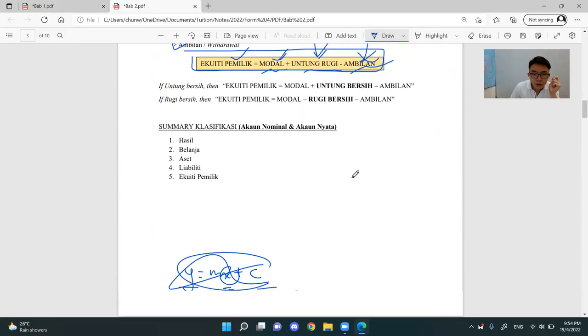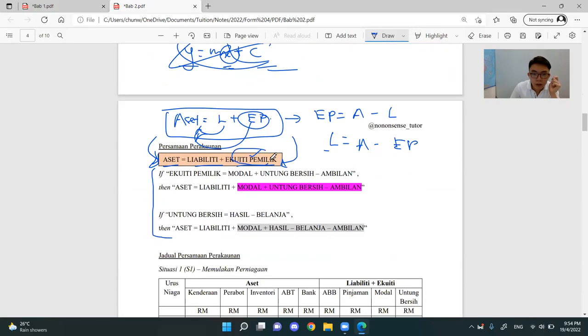All right. So, since we have equity per mille, I can go further. From equity per mille, I change it to this: equity per mille equals to modal plus untung bersih, tolak ambilan. Therefore, I can make this formula: Asset equals to liability plus modal plus untung bersih minus ambilan.